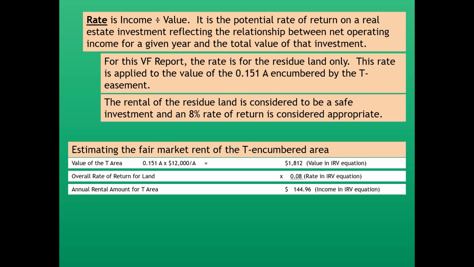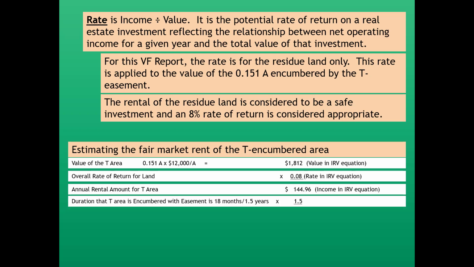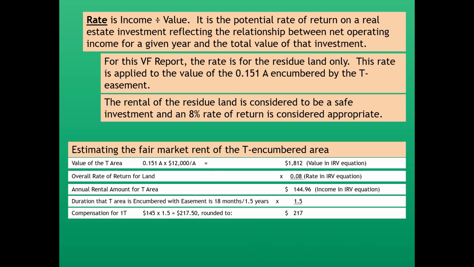We can't stop there because that is the rental amount for a year, which is 12 months. And this taking, the easement, is for 18 months, or 1.5 years. So we multiply the annual income by 1.5 to get compensation for 1T, which is $217.50, which we rounded to $217.